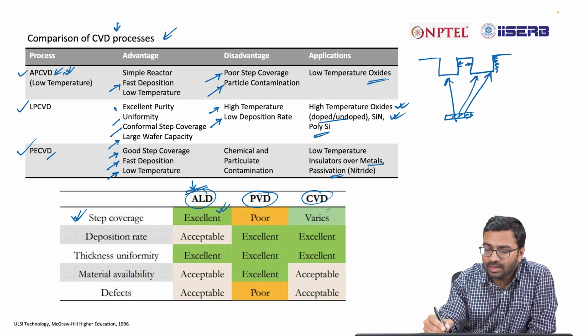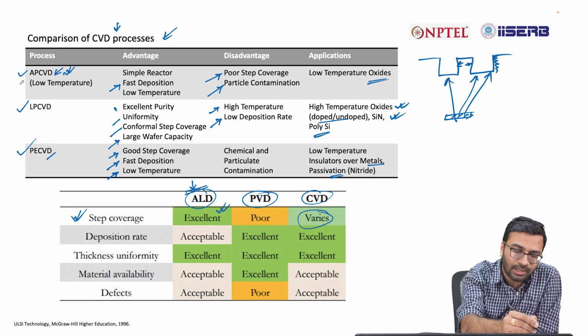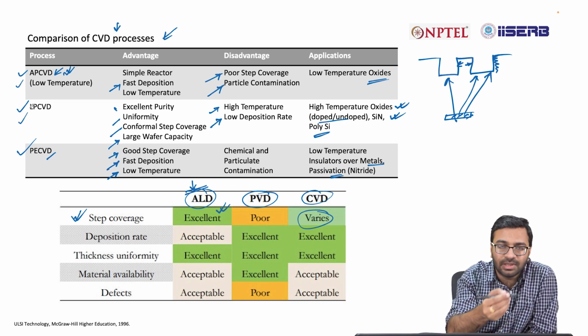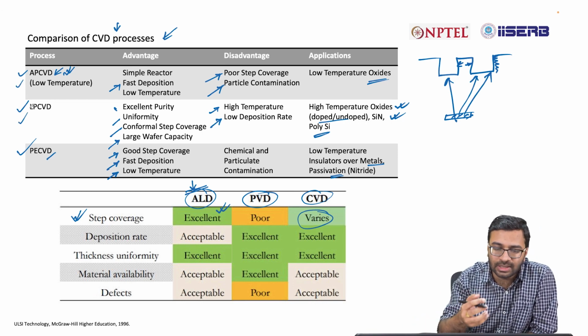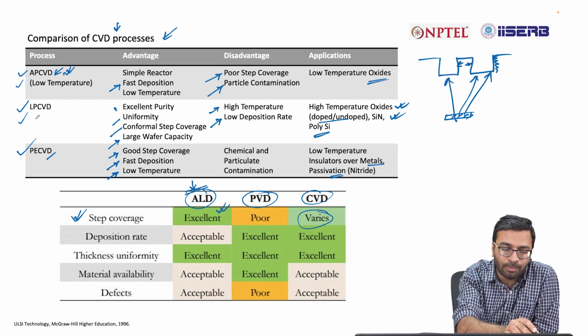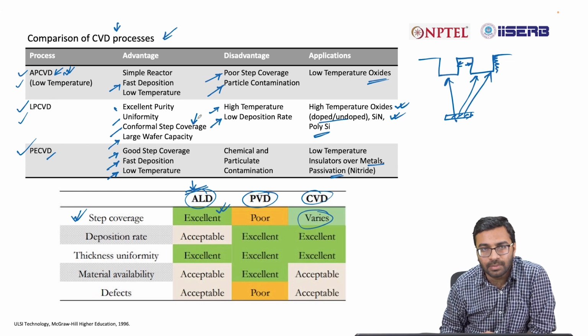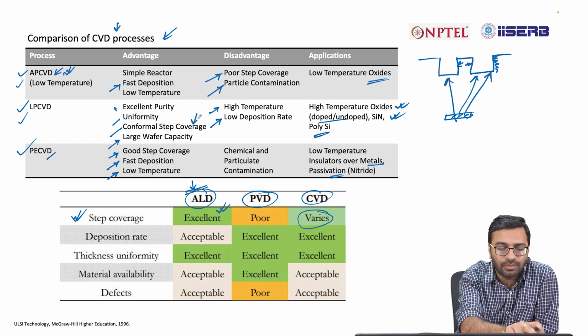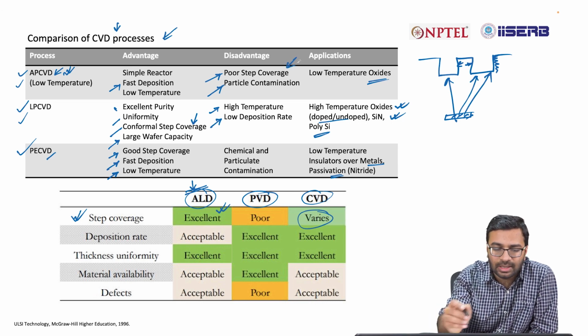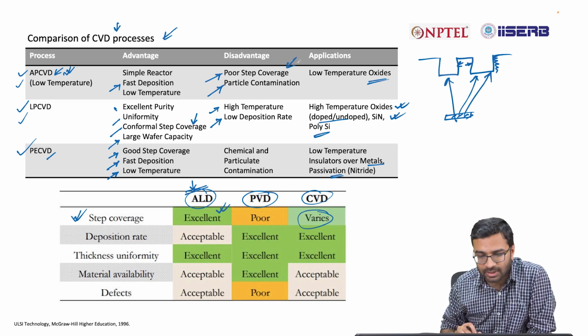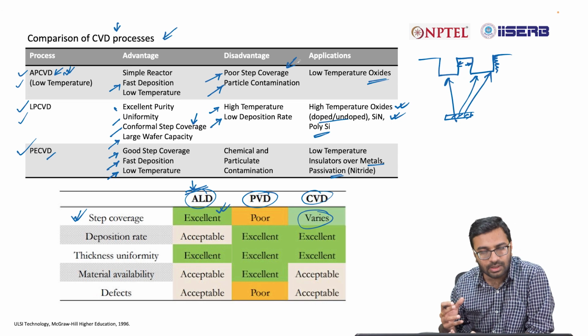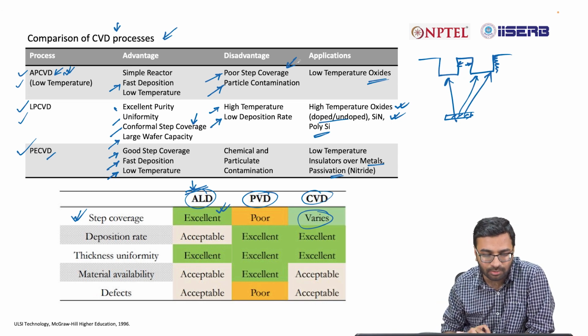But in case of CVD, it varies. It depends whether you are using APCVD or LPCVD or PECVD or some other CVD. So in certain cases you will find, for example, for low pressure CVD, the step coverage is better. However, in case of atmospheric pressure CVD, maybe the step coverage is not as good as it is in case of low pressure CVD. So it varies, depends on the processes that are involved.